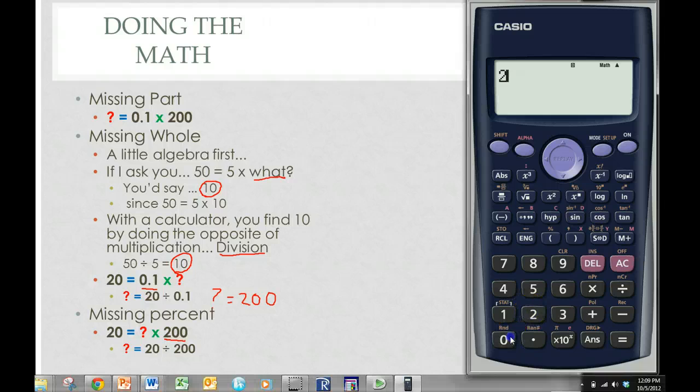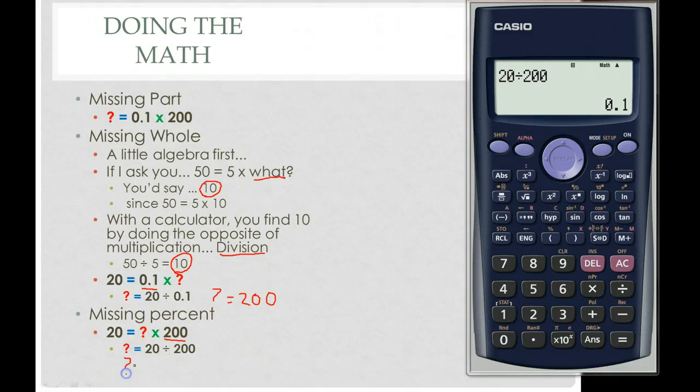So I say 20 divided by 200 is going to give me my percent. Now notice that it gives it to me as a fraction or a decimal. So my question mark is 0.1, but I want it to be a percent. So I have to convert this to a percent. So I have to move the decimal 2 places to the right, and add the percent. So question mark is equal to 10%. This is a really common mistake, people forget to convert.